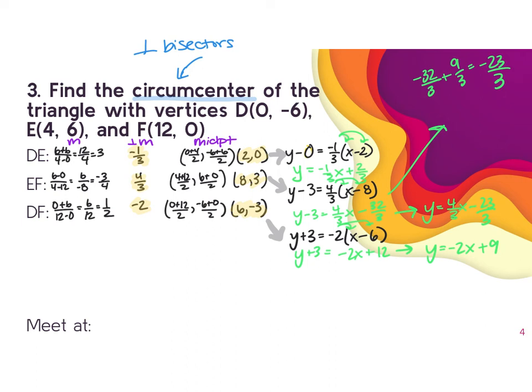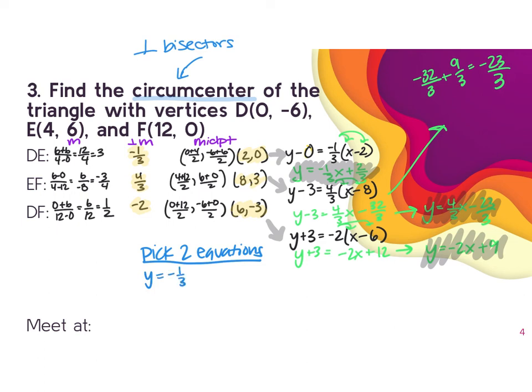Our 3 equations are here. 1, 2, and 3. Since we have found our 3 equations, we're now going to pick 2 of them to use. You pick whichever 2 make you happy. Okay, so we're going to pick 2 equations. I am going to choose the first one and the last one. So y equals negative 1/3 x plus 2/3. Y equals negative 2x plus 9.